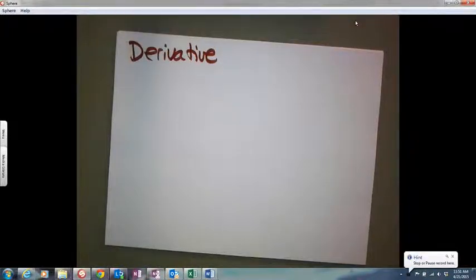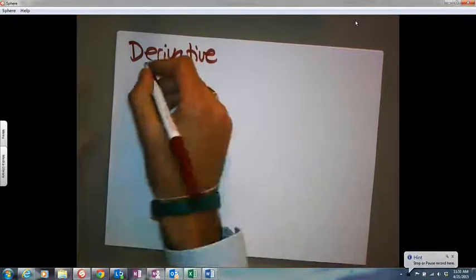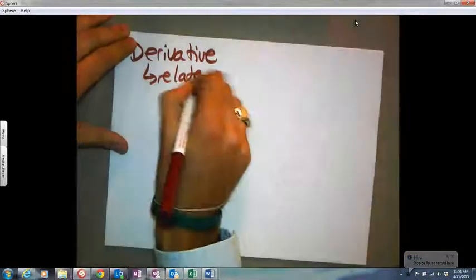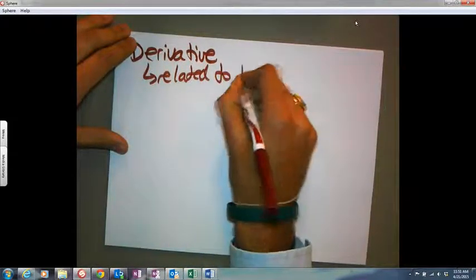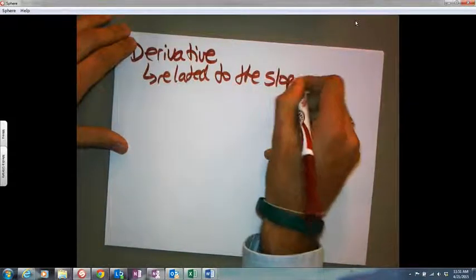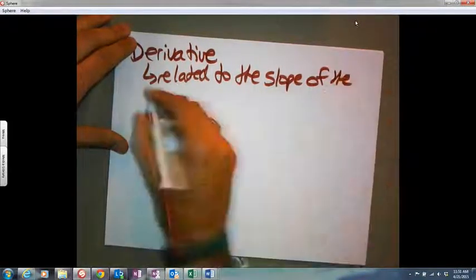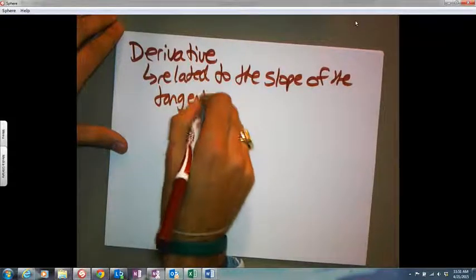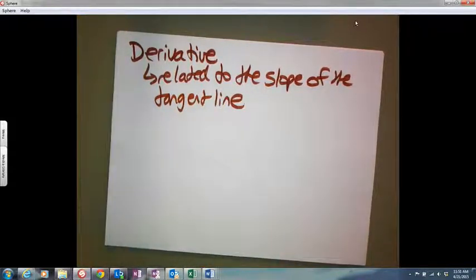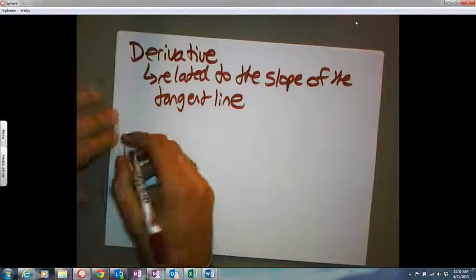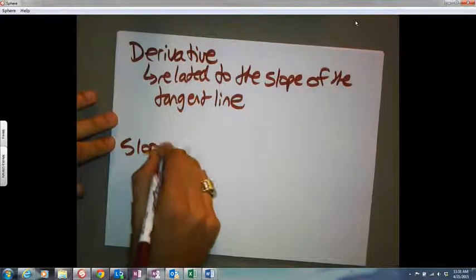Which is related to the slope of the tangent line. So related to the slope of the tangent line. And the difference is the following. So when we talked on Wednesday, we talked about the slope of the tangent line.